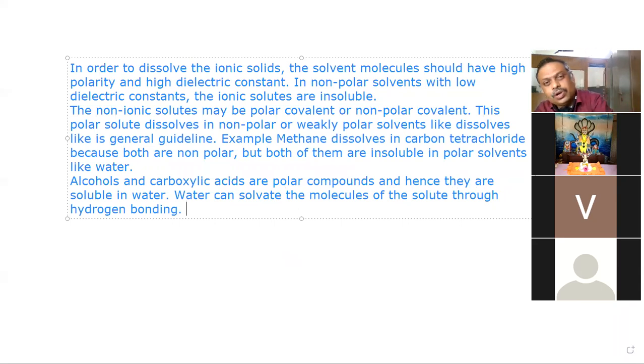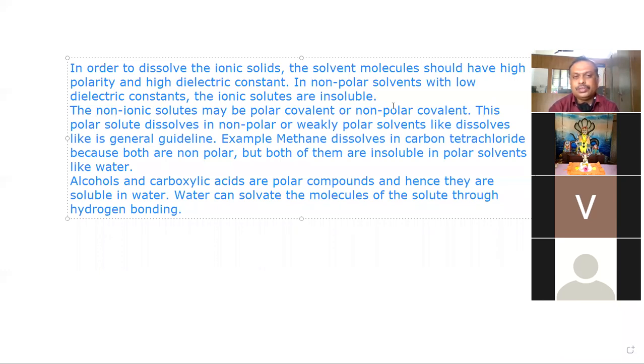Now next, in order to dissolve ionic solids, meaning NaCl, NaBr, sodium iodide, lithium chloride, potassium chloride, potassium bromide, all of these ionic solids, the solvent molecule should have high polarity and high dielectric constant. The ionic compound should dissolve in polar solvents with high dielectric constant. In non-polar solvents with low dielectric constant, the ionic solutes are insoluble. So what are the criteria for the solvent for ionic compound solubility? High polarity and, second, high dielectric constant.